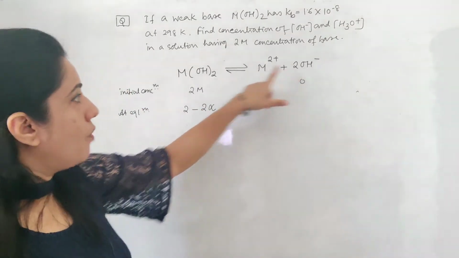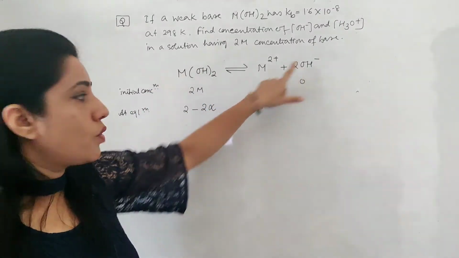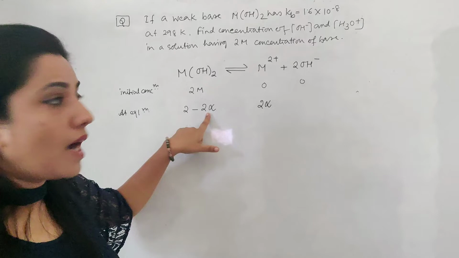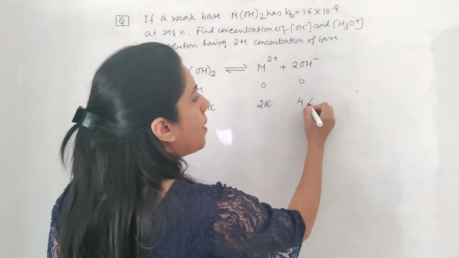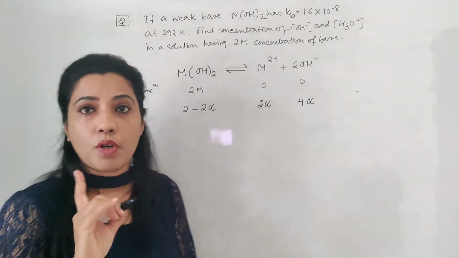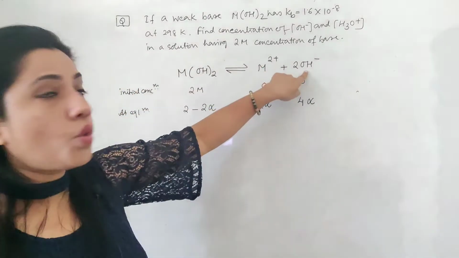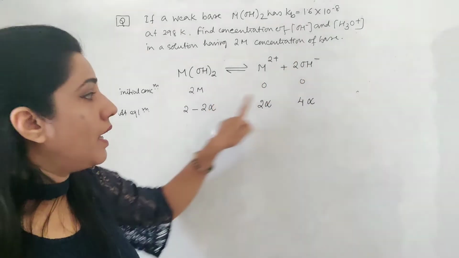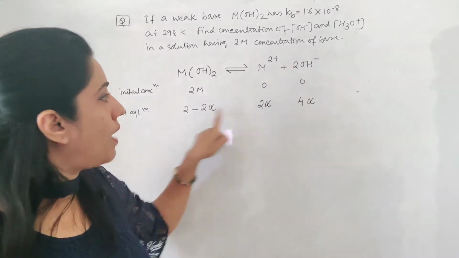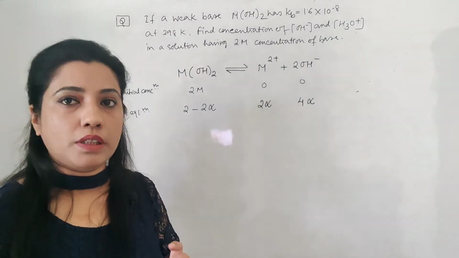Now look here. From 1 molar, 2 molar OH minus is formed. So when this dissociates as 2 alpha, this will be double, 2 into 2 alpha, that is 4 alpha molar of OH minus is formed. This is important. See again, from the equation 1 molar gives 2 OH minus. So when it is 2 alpha dissociated, it will be 2 into 2 alpha, that is 4 alpha of OH minus formed. This is important, okay.